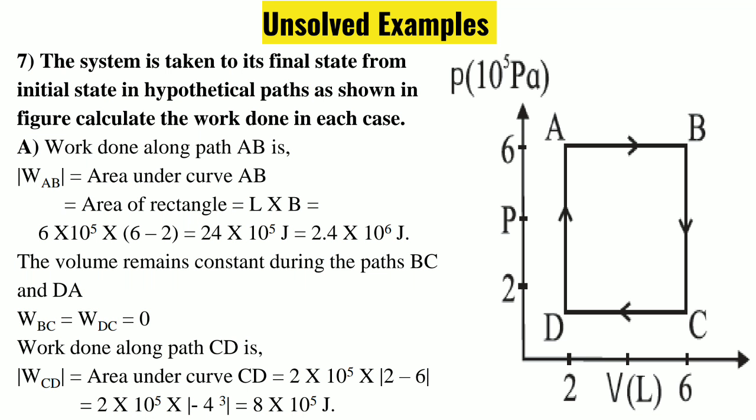Next one. A system is taken to its final state from its initial state in a hypothetical path as shown in figure. Calculate the work done. Means system is moving in this manner. We have to calculate the work done in each case. Means AB first of all we will be calculating, then BC, then CD, then DA. Now work done in AB.